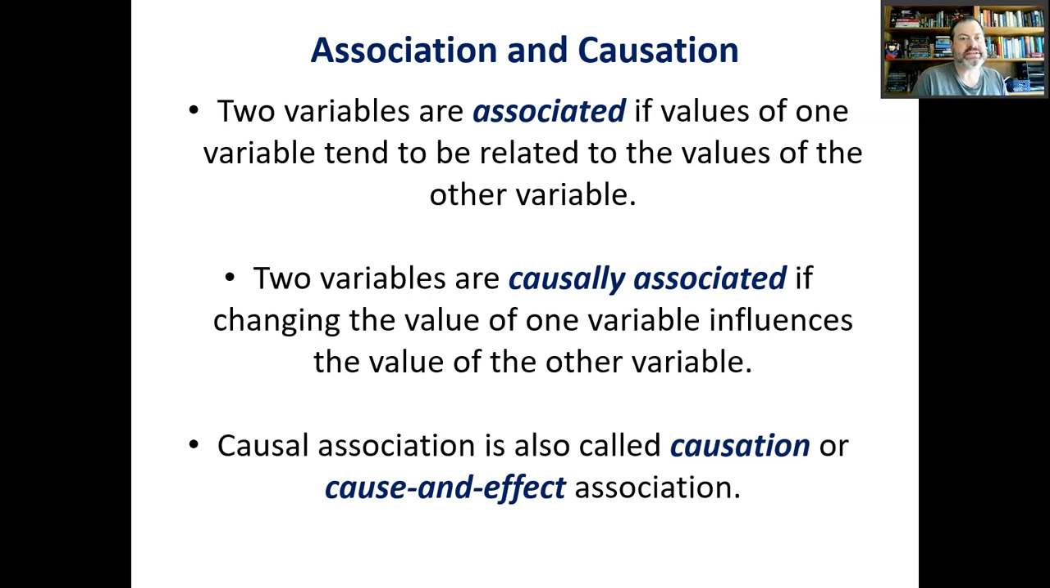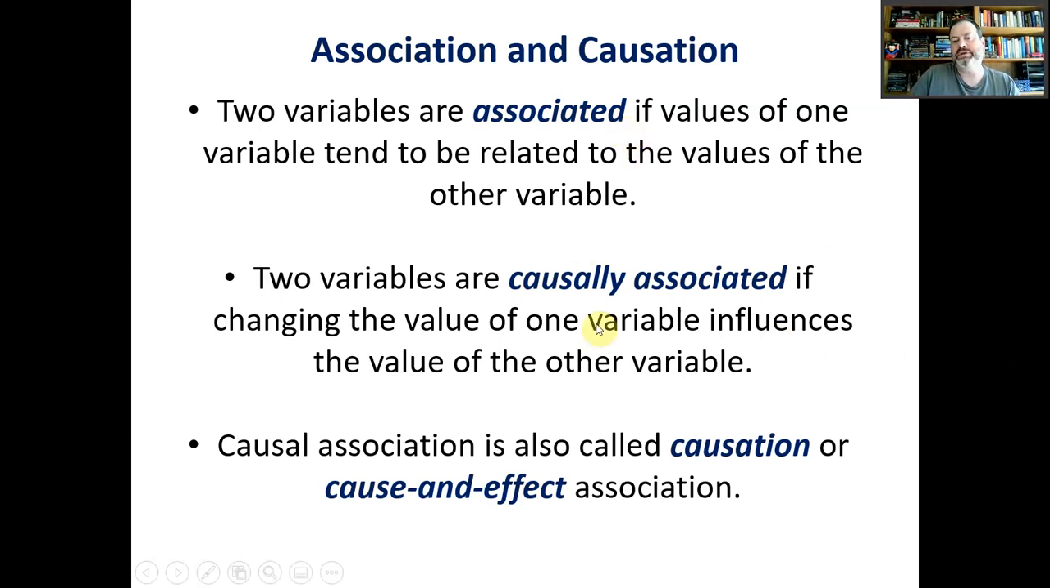And then there is a different kind of association called a causal association. It's not a casual association, it's causal. The two variables are causally associated if changing the value of one variable influences the value of the other variable. So causal association is also sometimes shortened to causation, or we call it cause and effect association. Causal association, causation, cause and effect all mean the same thing.